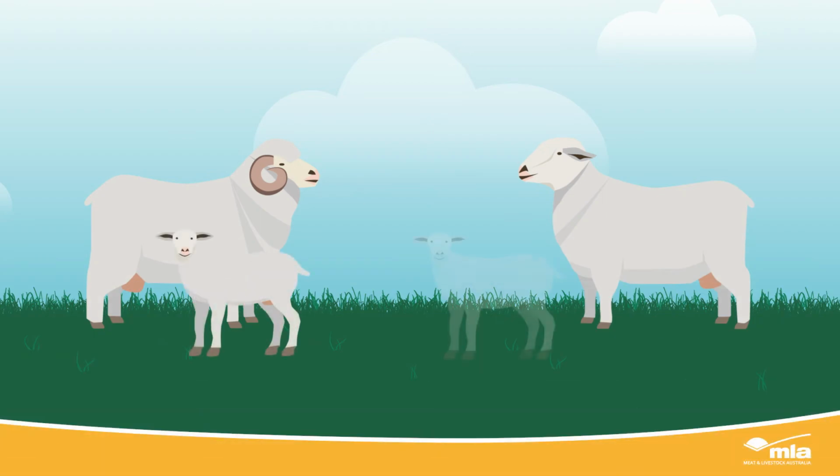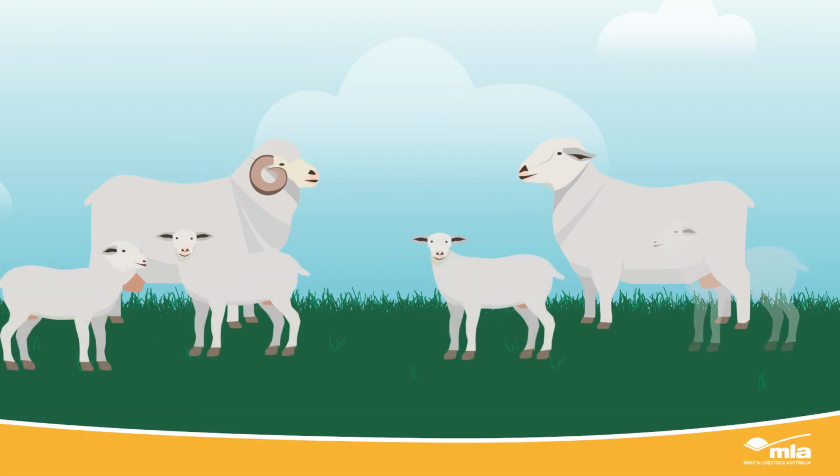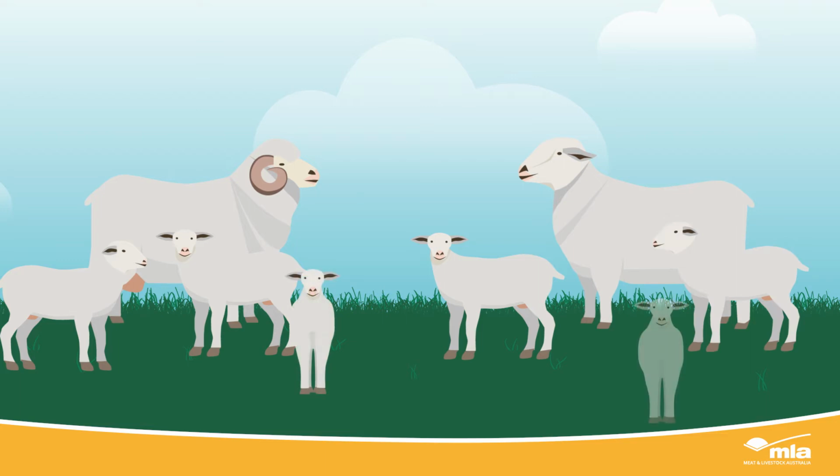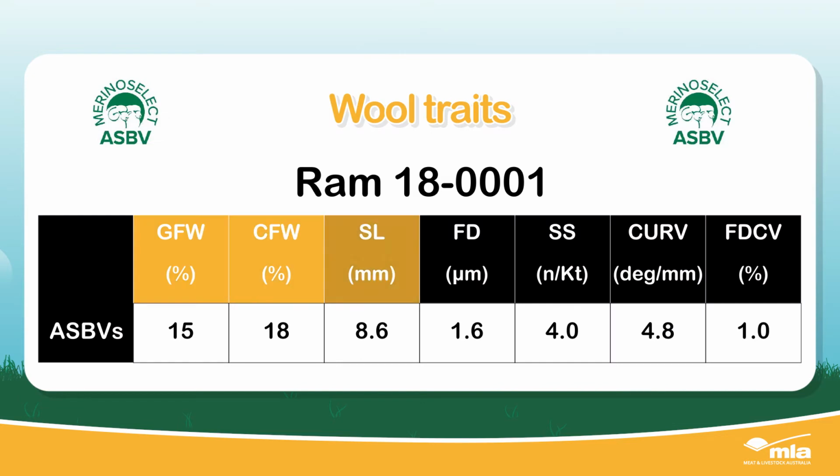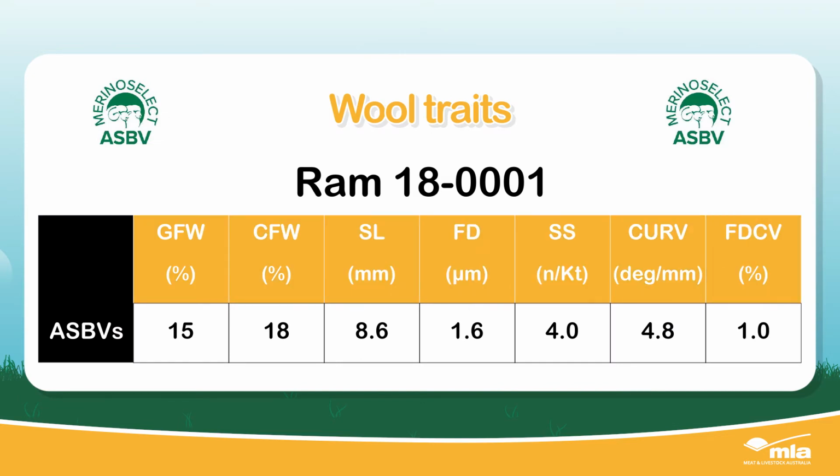Wool ASBV traits are used to describe the quantity and quality of wool-producing sheep. The amount of wool cut and the quality of wool are key factors to increase profit. All non-visual wool traits are reported at 4 ages: post-weaning, yearling, hogget, and adult. It's important to refer to the age that is most applicable to your production system.